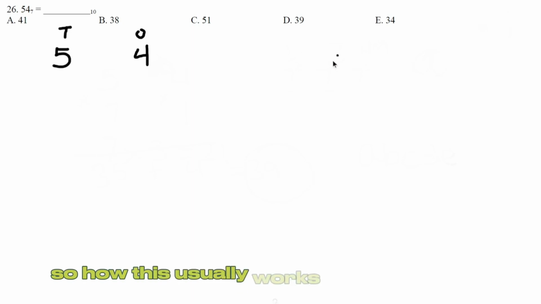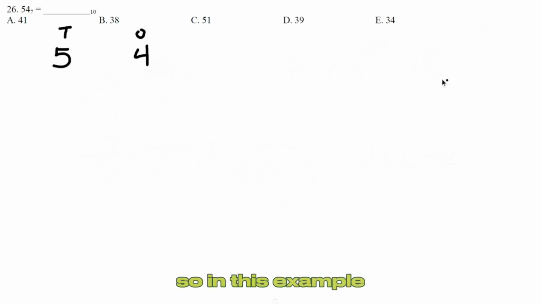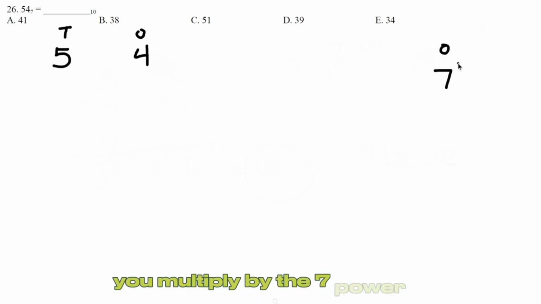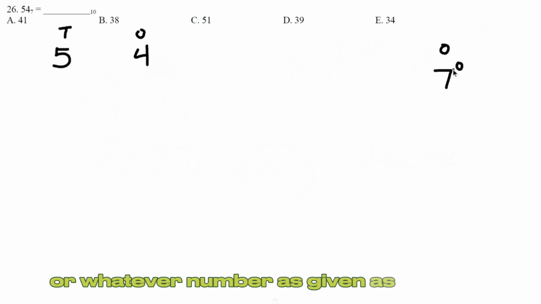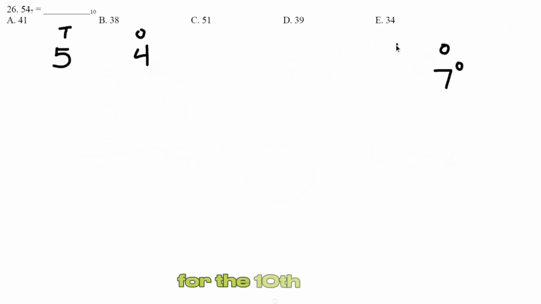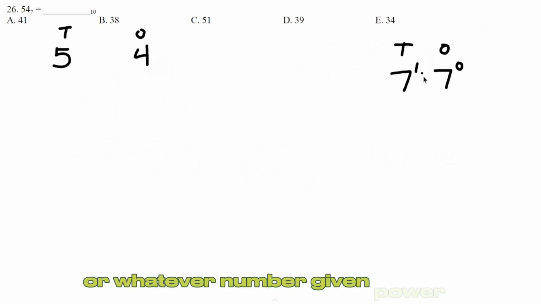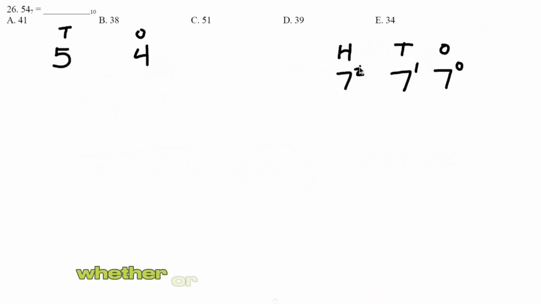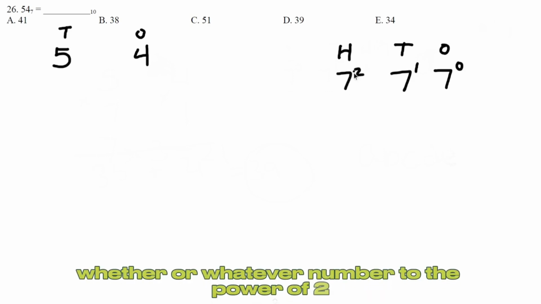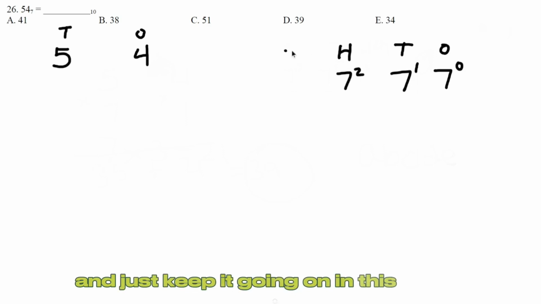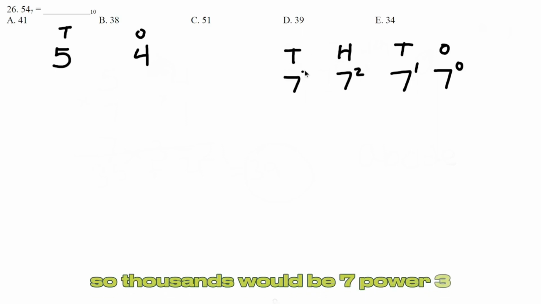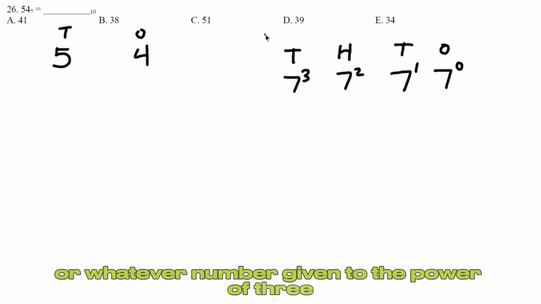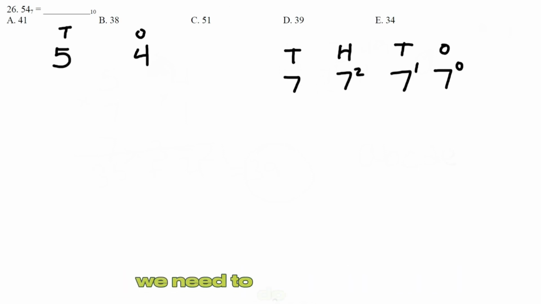So how this usually works is when given a number, so in this example we're given 7. For the ones place, you multiply it by 7 to the power 0, or whatever number is given as the base to the power of 0. For the tens place, you do 7 power 1, or whatever number given, power 1. For the hundreds place, 7 power 2, whatever number to the power of 2. And you get the pattern. It just keeps going in this order. So thousands would be 7 power 3, or whatever number given to the power of 3. Alright, now that you know that, we need to do the solving.